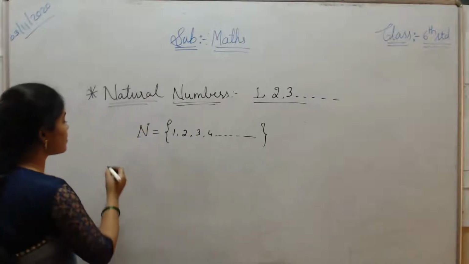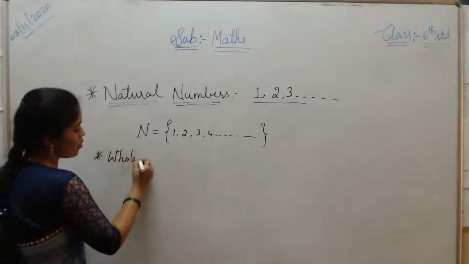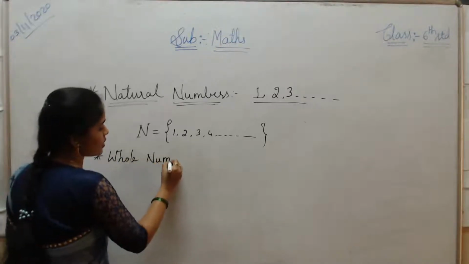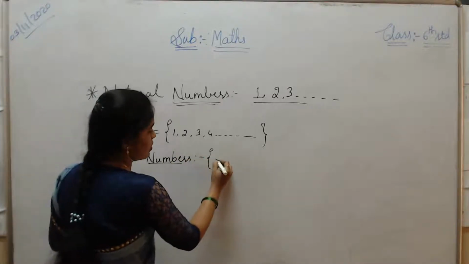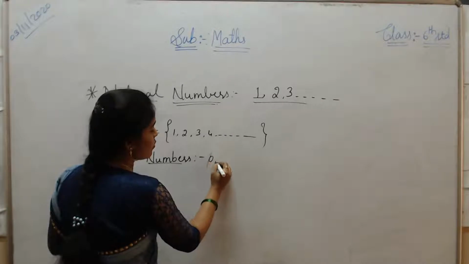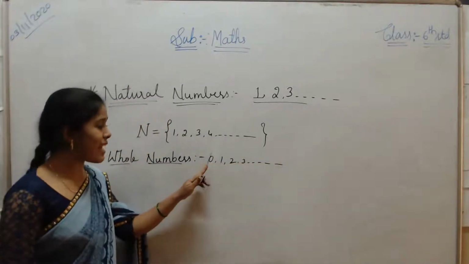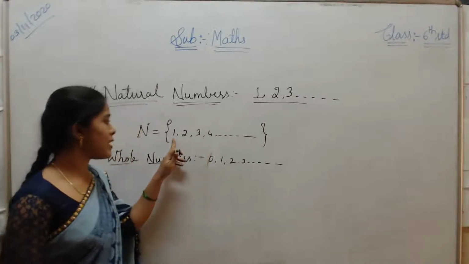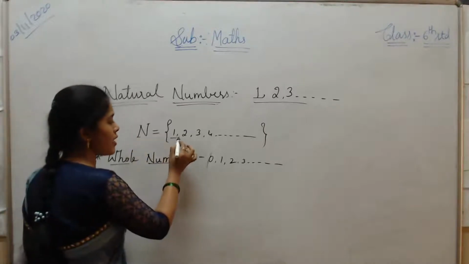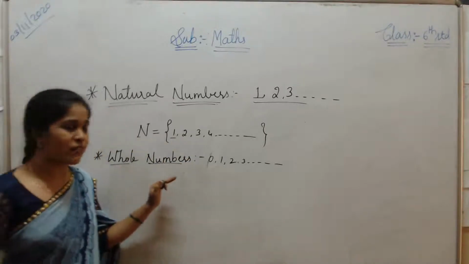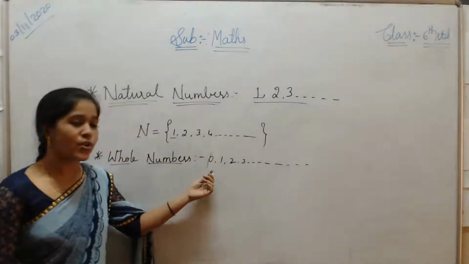Next, whole numbers. These are the basic definitions. Whole numbers: 0, 1, 2, 3 and so on. These are whole numbers starting from 0. Here the natural numbers start from 1, and the smallest natural number is 1. Whole numbers start with 0 and go on up to infinity.